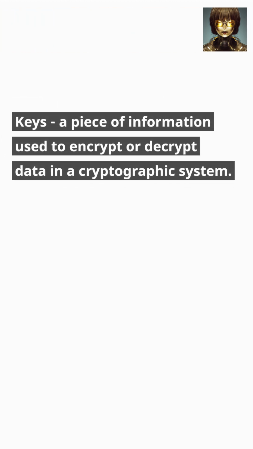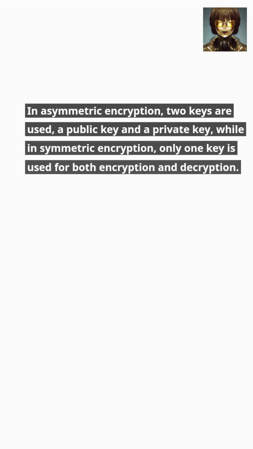Keys, a piece of information used to encrypt or decrypt data in a cryptographic system. In asymmetric encryption, two keys are used, a public key and a private key, while in symmetric encryption, only one key is used for both encryption and decryption.